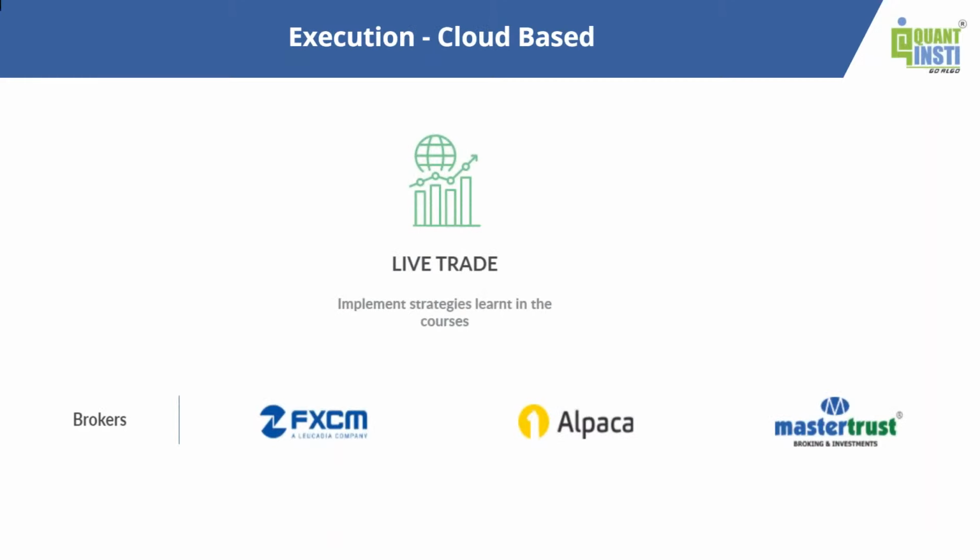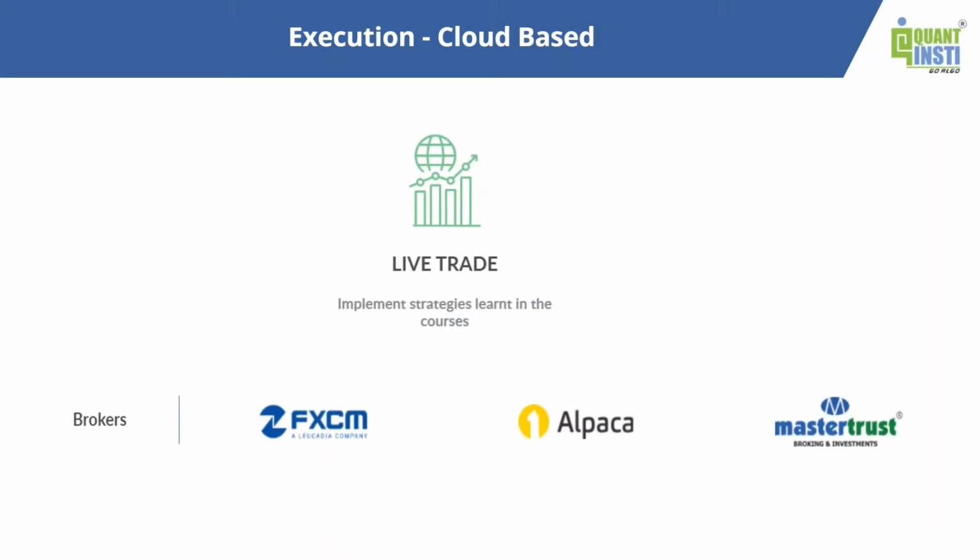We have two types of deployments. You can either go for cloud-based deployment, where the entire architecture is taken care of by Blueshift and the broker. You can select FXCM, Alpaca, or Master Trust as of now. In future, we're going to include other brokers as well. With cloud-based execution, you need not install anything. You can just use our infra. You just need to open your Google tab, and then you can access all this infra.